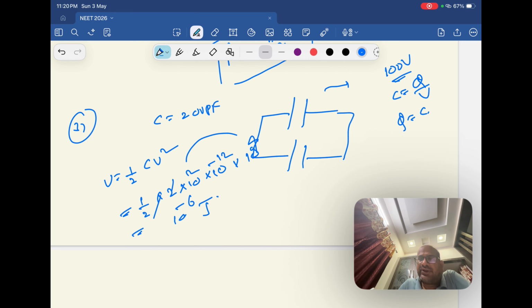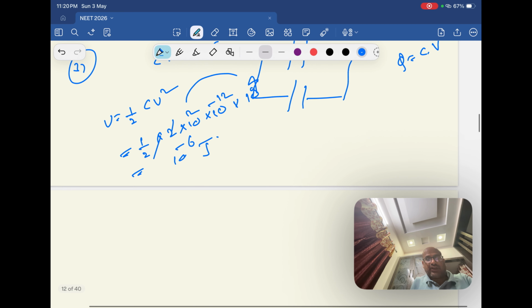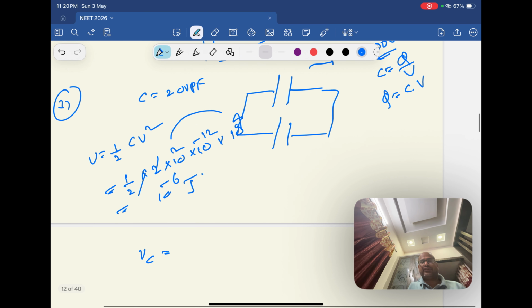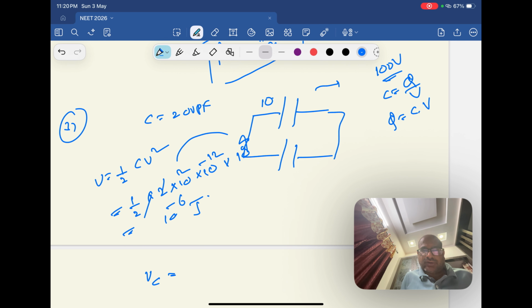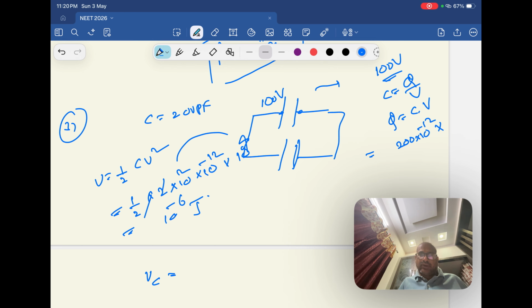So Q is equal to C into V. Initial charge. Now, common potential will be how much, you can calculate. Finally, see, when this is charged to 100 volts, you are storing charge up to how many volts? C into V. So Q is 200 into 10 power minus 12, voltage is 100. So this becomes 2 into 10 power minus 8.